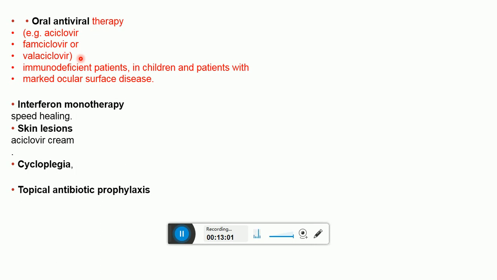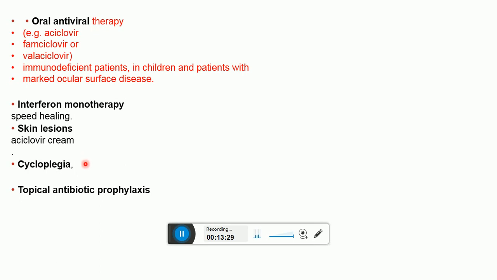Optimal regimens are not yet defined. Interferon monotherapy does not seem to be more effective than antivirals, but the combination of a nucleoside antiviral with either interferon or debridement seems to speed healing. Skin lesions may be treated with acyclovir cream 5 times daily as for cold sores. If extensive, an oral antiviral may be given.